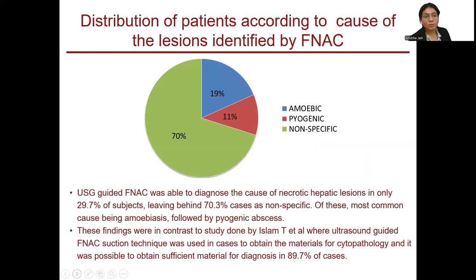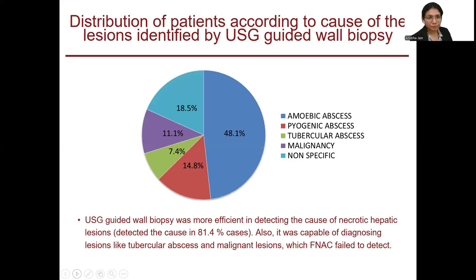USG-guided FNAC was able to diagnose the cause of necrotic hepatic lesions in only 29.7% of our subjects, leaving behind a large number, 70% of cases, as non-specific. Of these, the most common cause was identified as amoebiasis followed by pyogenic abscess. Distribution of patients according to the cause of lesions identified by ultrasound-guided wall biopsy.